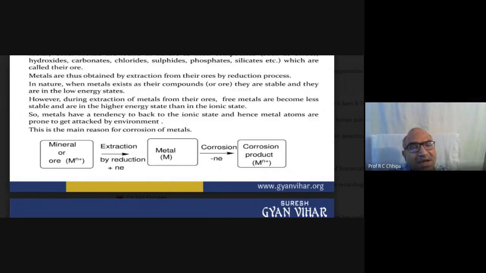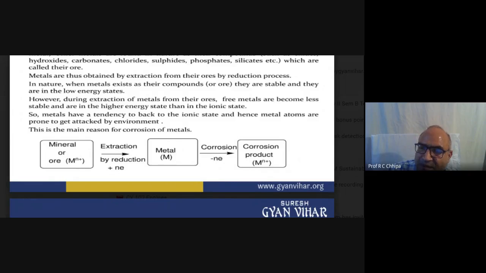Here, the metal in a mineral or ore, in the form of iron oxide, copper carbonate. So copper plus 2 is in the mineral or ore. Copper is extracted from it by the process of reduction. All of you know reduction is electronation. Copper plus 2 takes 2 electrons. The process is reduction, where we get copper 0, copper in oxidation state 0. That is the metal.